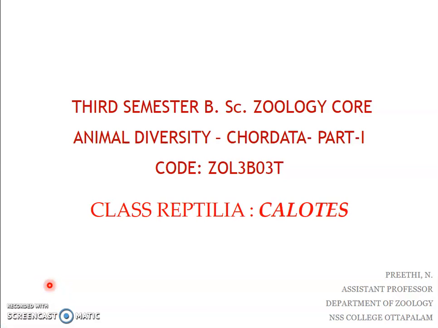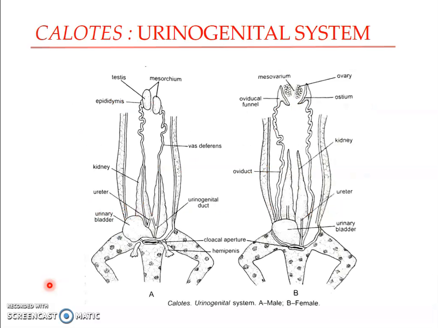Welcome back to the session on Calotes. In this presentation, we will be looking into the urinogenital system. The urinogenital system is composed of both the excretory system and the reproductive system. Firstly, we will see the excretory system of Calotes.